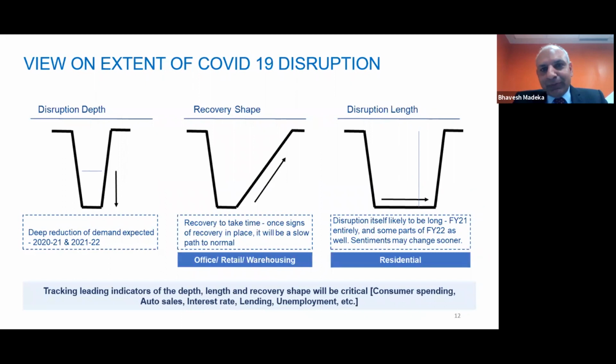How is the recovery going to be? And that's the critical answer which everybody wants to know. We all feel that there's a disruption going to happen. It will continue till 2022. Which are the sectors which will do well? Office, warehousing, and retail might have a hockey stick kind of a recovery, whereas residential, purely because of the amount of stock in the market, might be a U-shaped recovery. And it might take slightly longer because the stock levels need to come down.